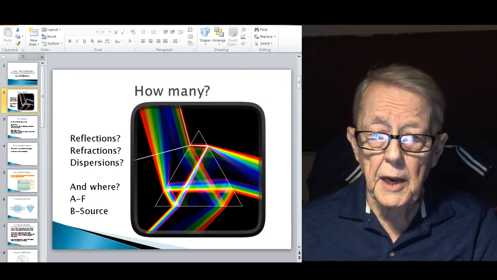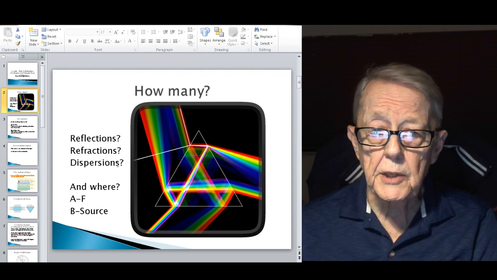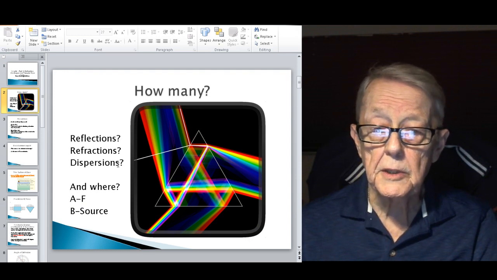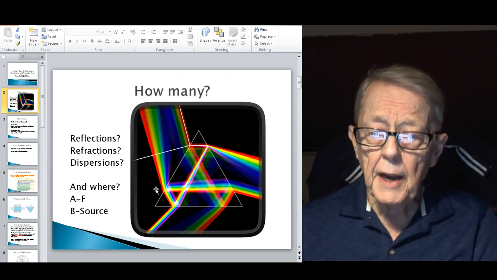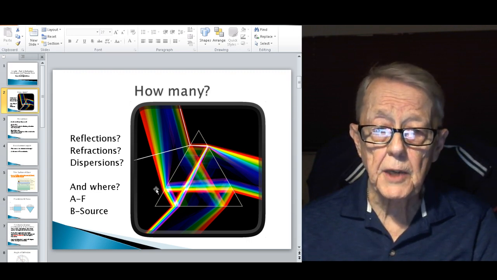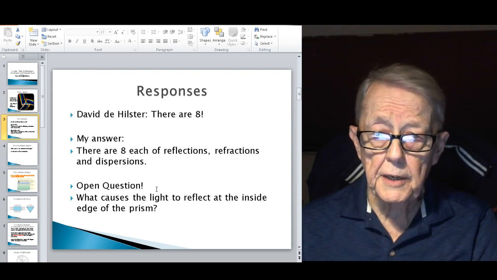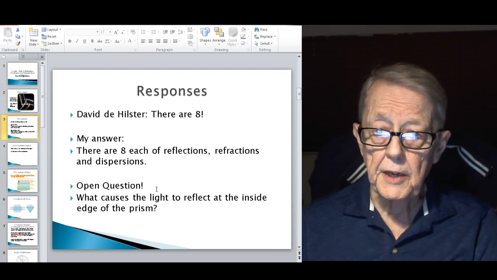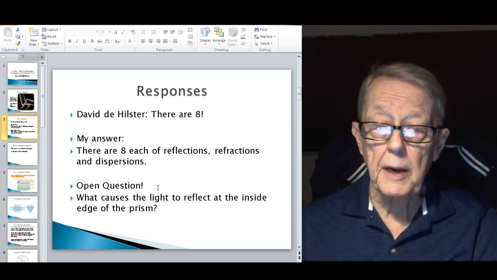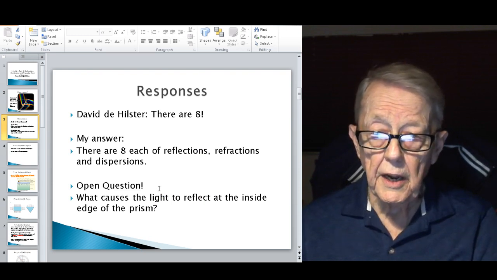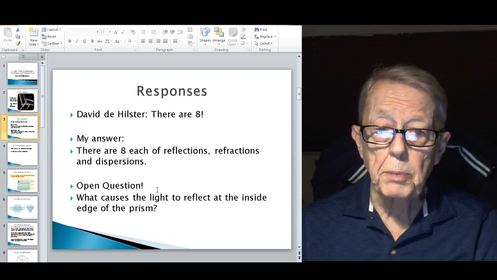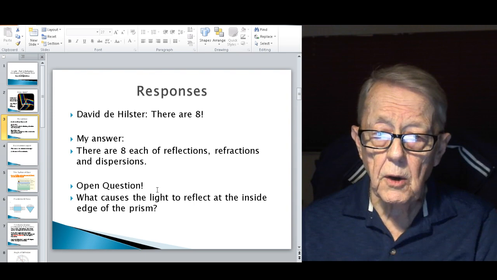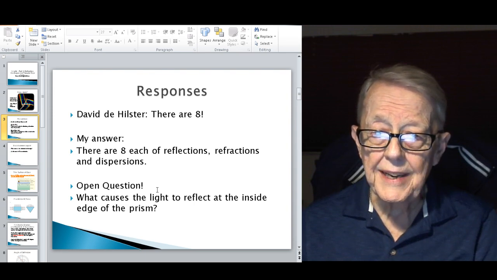Now, the last two times I asked this question: how many reflections, refractions, and dispersions do you see in this picture and where? I got several no answers the first time, but the second time I presented it, David, my son, answered yes. He said there are 8, and that was my answer. There are 8 reflections, 8 refractions, and 8 dispersions. Then I asked an open question. What causes the light to reflect on the inside of the prism?